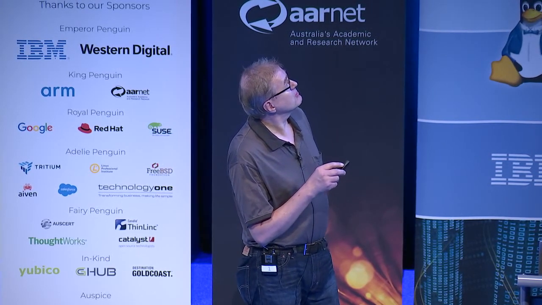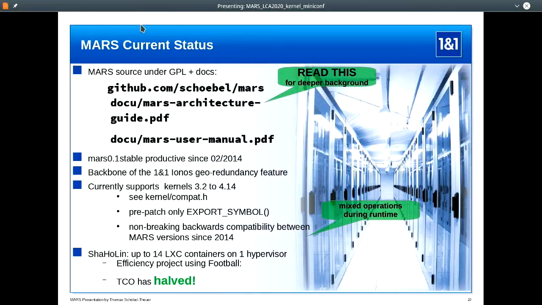Well, and for sysadmins, there's a user manual with step-by-step instructions. You can also check it if you like. And there's the performance thing I mentioned. It's productive since a few years. It's the backbone of our geo-redundancy features, which has been publicly advertised for years now.